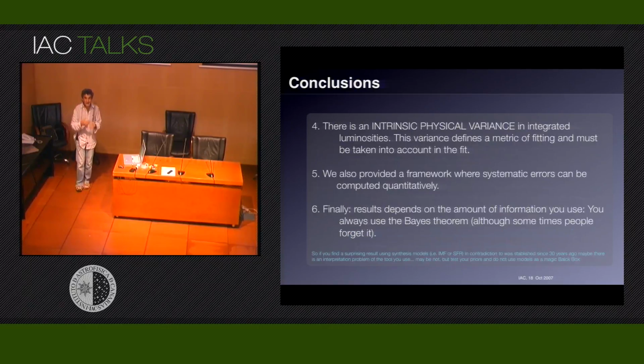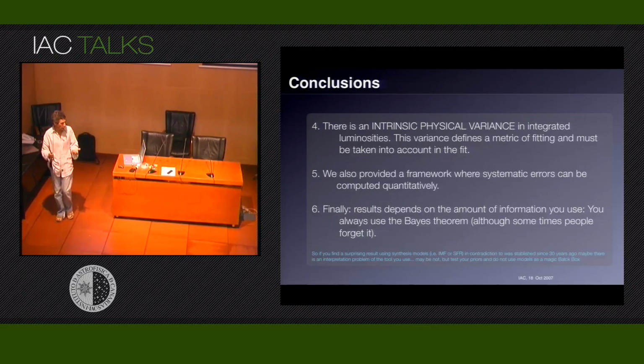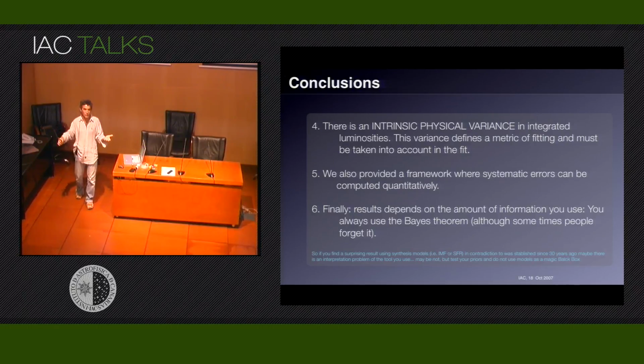Also, there is an intrinsic physical variance in all this modeling. At the end, you don't know which stars are there. So the only way to model that is to assume that you have a variance. Okay? And this variance intrinsically defines a metric of fitting, and you must use it in the fitting. Well, this framework also provides a way to include systematic errors. And finally, the results depend on the amount of information you use.